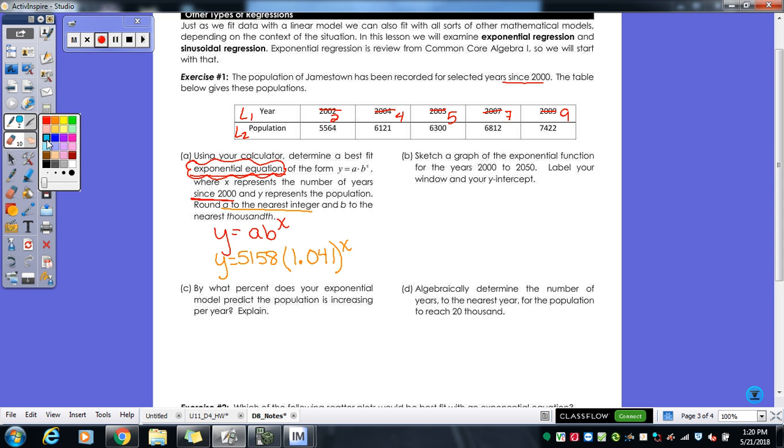Part B wants us to sketch a graph from the years 2000 to the year 2050. So my x, I'm going to go from 0 to 50, because remember they're talking about years since 2000, not the fact that it's 2050. For the year 2000, that was our initial starting value. Remember, a is your initial starting value. So that means in the year 2000, the population was 5158. I'm going to put that on my y-axis. What was our population in the year 2050?